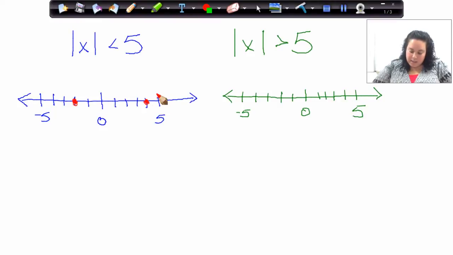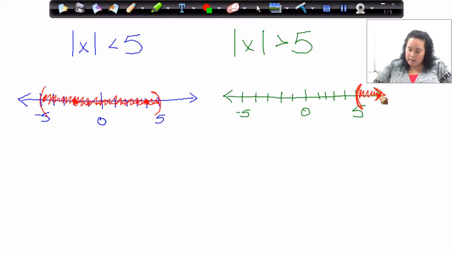And basically it's going to be everything up until but not including 5, right? And everything all the way down but not including negative 5. And everything in the middle here. The absolute value of all of these numbers, positive and negative, will be less than 5. What about greater than 5? Okay, we already said the absolute value of 6 is greater than 5. Is the absolute value of 5 greater than 5? No, not greater than. So it's going to be everything bigger than 5, not including 5.